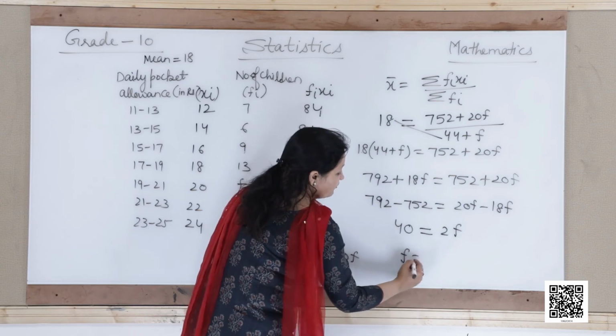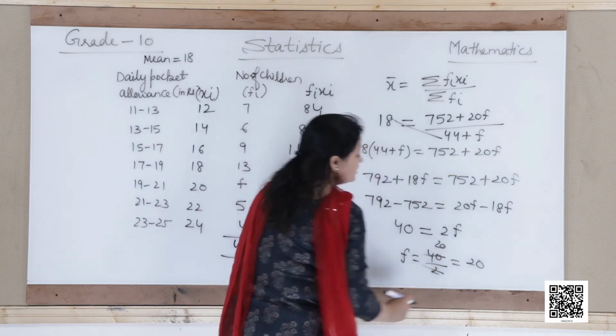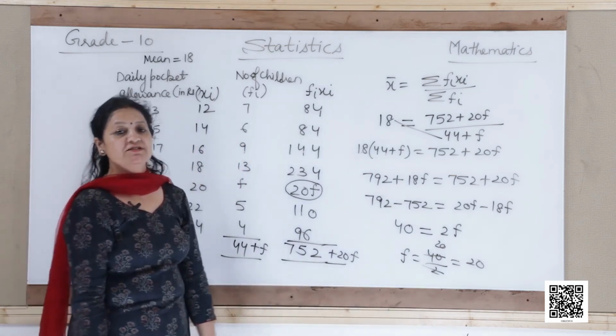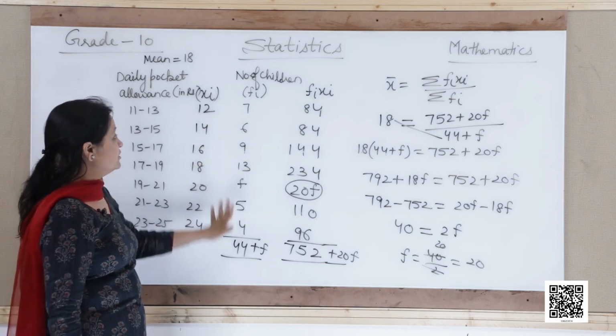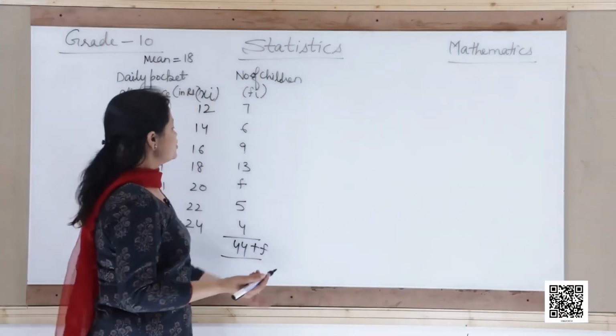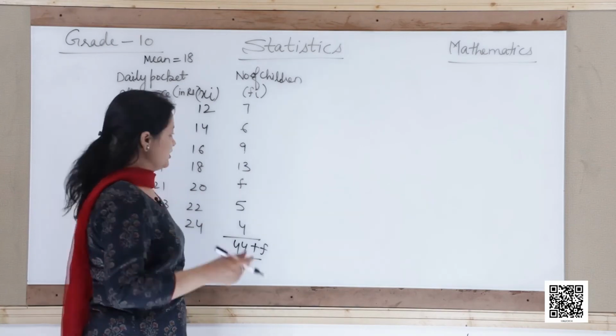So what will be the value of F? 40 by 2, that is 20. So the missing value of F is 20. That means here we will be getting 20. Now let's check with one more method. Let's start with the step deviation method.